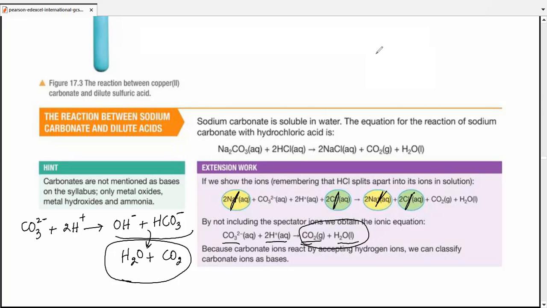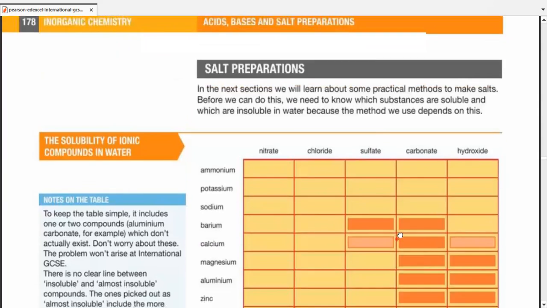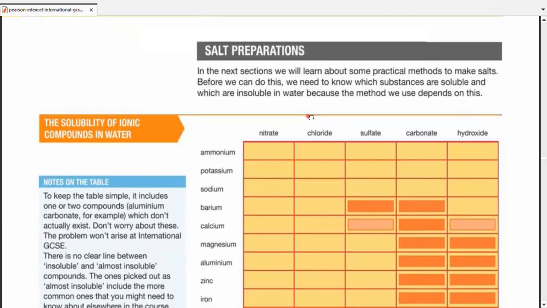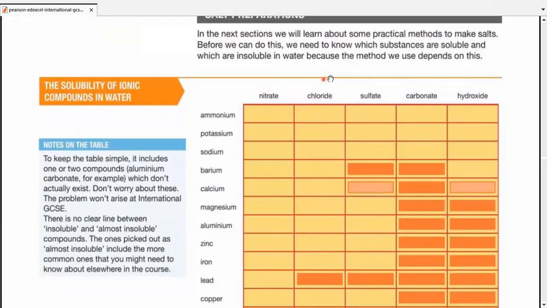Okay. So moving on, let's talk about salt preparations. We are going to talk about some practical methods to produce salts, but salts can be divided into two kinds: ones that are soluble in water and ones that are insoluble in water. Now, it depends which salt we need to make because they do have different methods. The soluble salts are made differently from the insoluble ones.